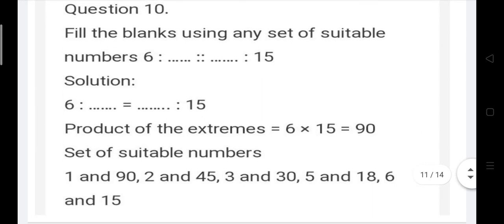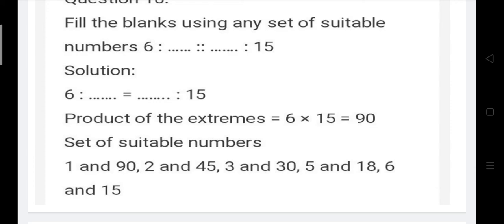Question number 10. Fill in the blanks using any set of suitable numbers. 6 is to dash is equal to dash is to 15. In these two dashes you have to fill in the numbers. The product of extremes equals 6 into 15, that is 90. Your products must be 90. A set of suitable numbers: 1 and 90. The factors of 90 are 1 and 90, 2 and 45, 3 and 30, 5 and 18, and 6 and 15. These sets of numbers are possible to fill in these boxes.